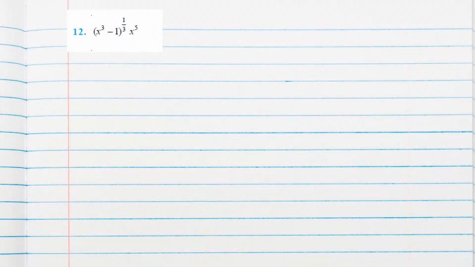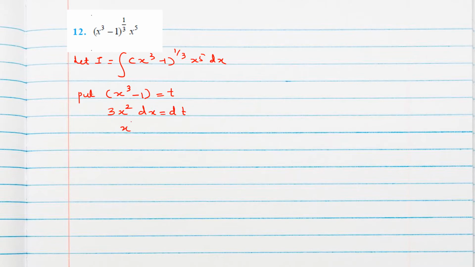Let the integral be I. Now we'll substitute the bracket term x cube minus 1 as t. Differentiating this, we get 3x square dx equal to dt. So x square dx is equal to dt by 3.